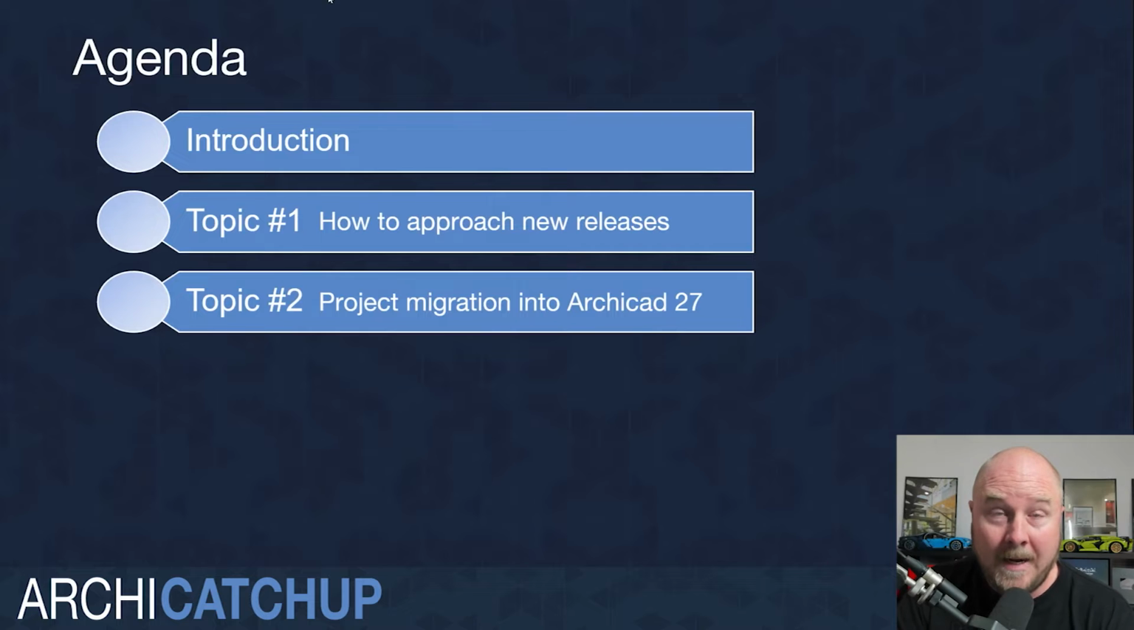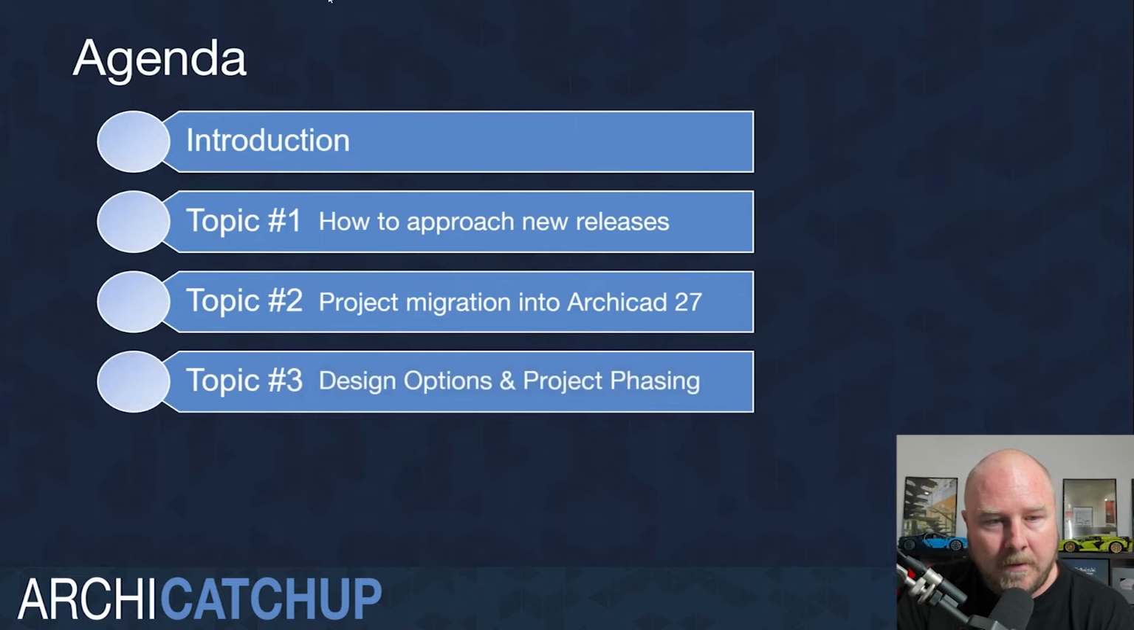This release isn't too bad, actually. It's quite a simple release with regards to rolling this over. Topic 3, design options and project phasing. Throughout the beta testing, because I sign an NDA with Graphisoft, I haven't publicly come out and spoken about how I've used design options to do project phasing until now, until it's actually been publicly released.